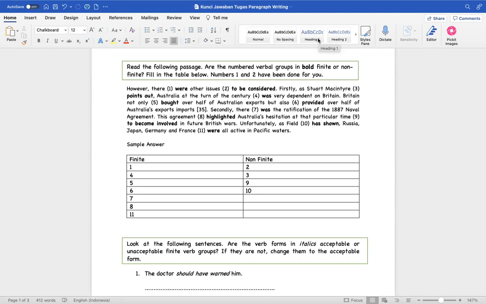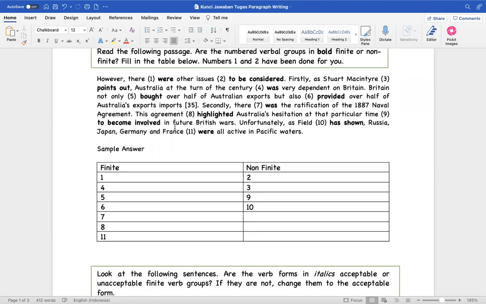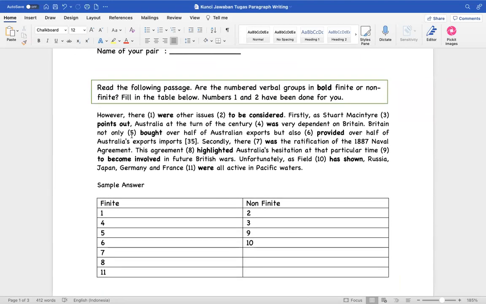So let's try to find out. The first part here, we have a passage and you need to identify or group them into the table based on the bold verbs. Okay, let's take a look at the first sentence. Here, however, there were other issues to be considered.